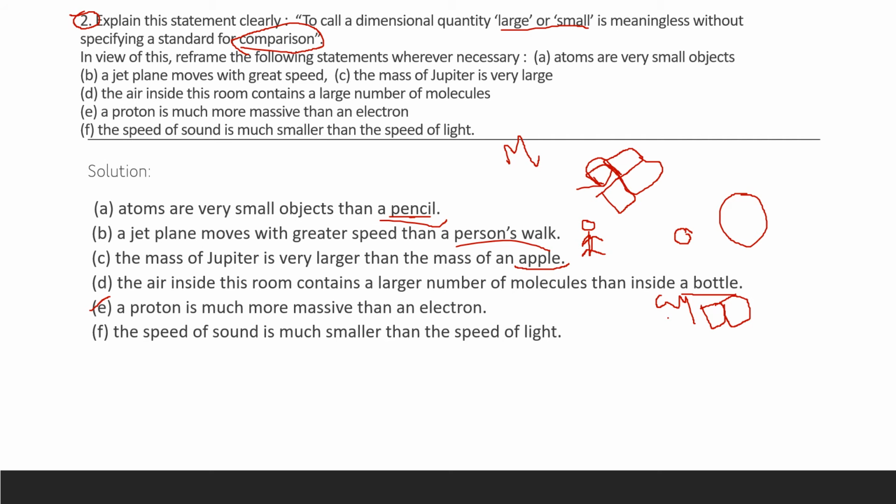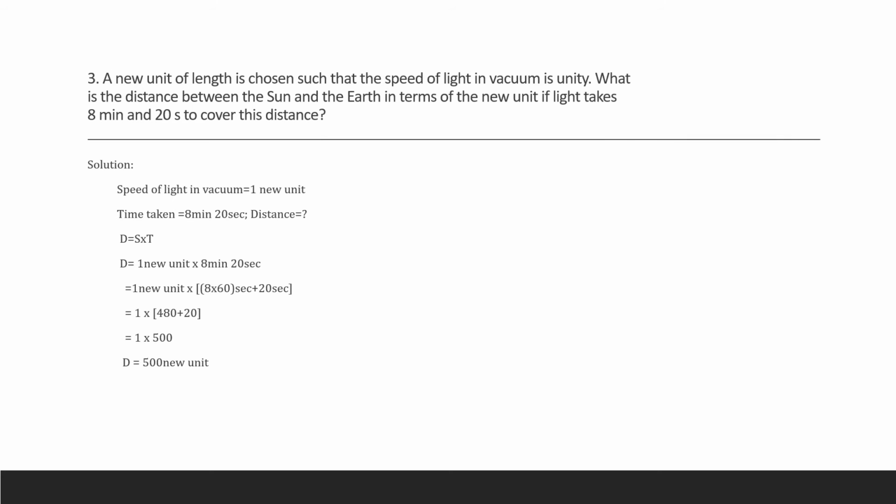Next question, speed of sound is much smaller than speed of light. Same as the previous one, they have given the answer here, so no corrections have to be done for E and F. All the four above have to be given your own statements. I have given some statements, but you can write anything in this, accordingly. Okay, so next we'll go into the third question.